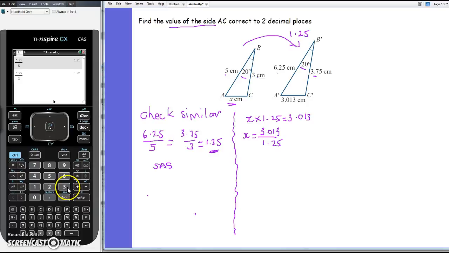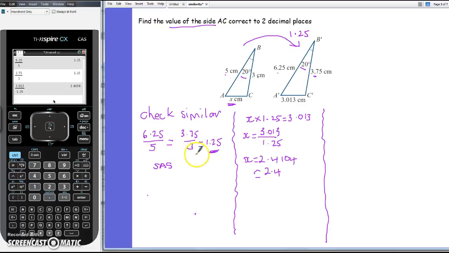On your calculator, 3.013 divided by 1.25. I've got an x length of 2.4104, which is about 2.4. So this side length here is 2.4. With our calculators, because they do a solve, we can actually shortcut that even further.